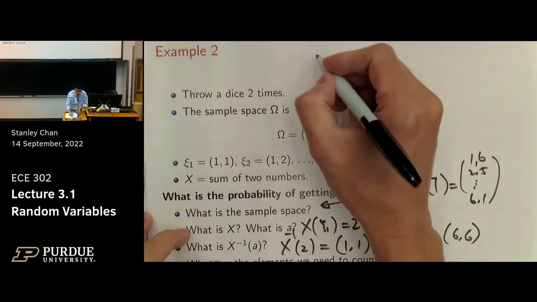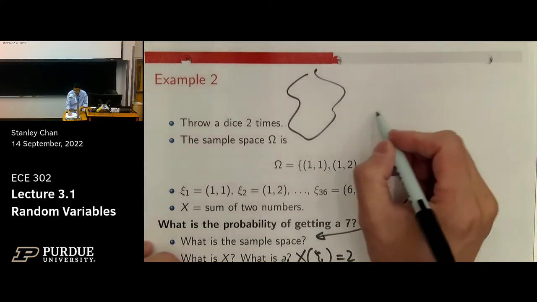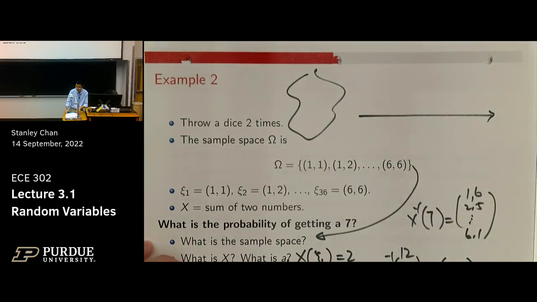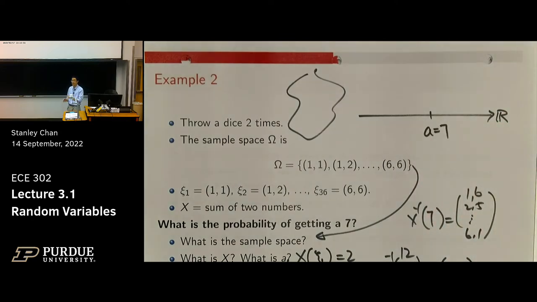Okay, so remember that I have this sample space, and then I have a number on the real line. This is the real line. Now think about this example of throwing a die, and then throw a die twice. If you throw a die twice, I'm going to get you a number between 2 to 12. And I'm asking, okay, what's number 7? So I say A equals 7. That is just a dummy variable.